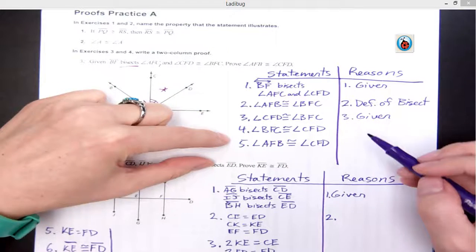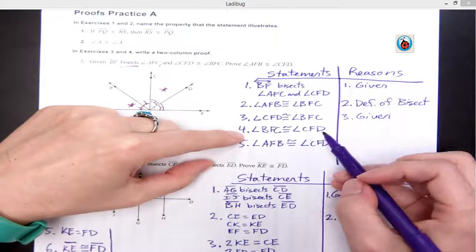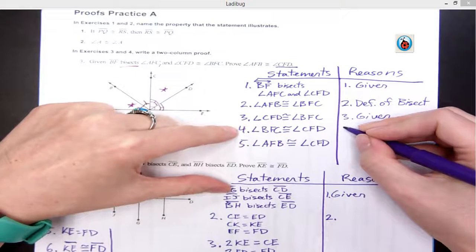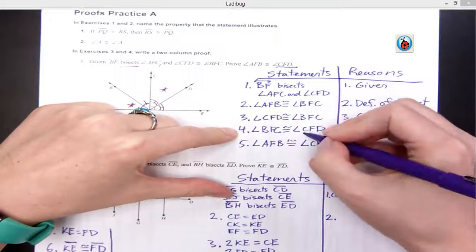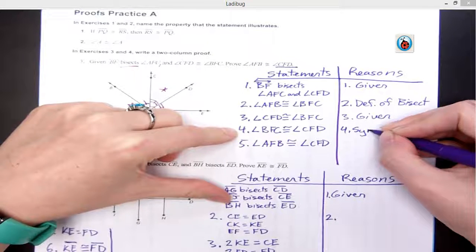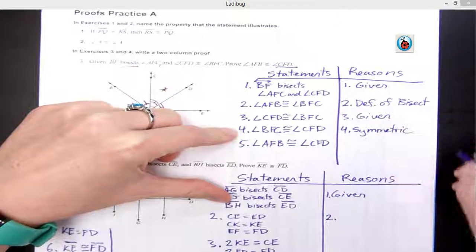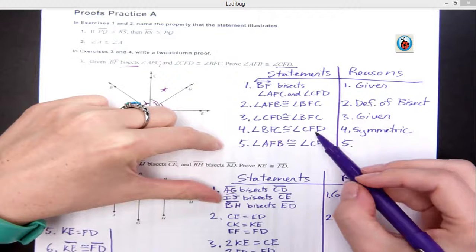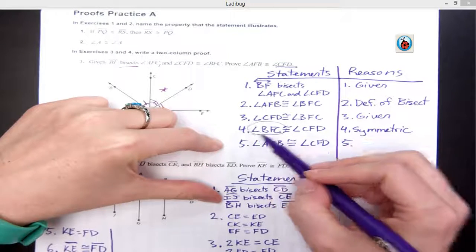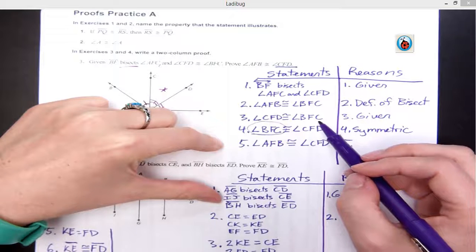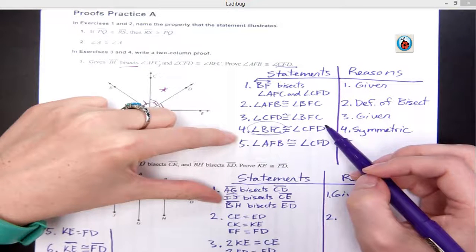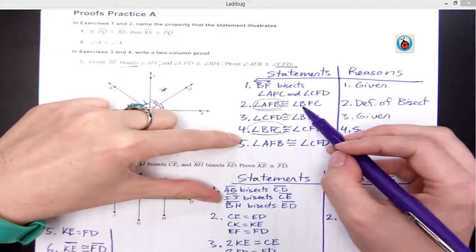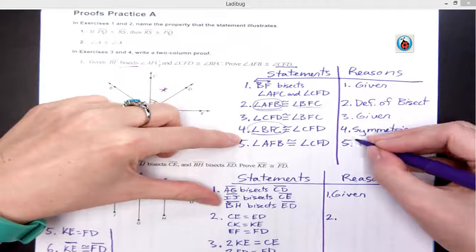Alright, now, because my final answer has angle CFD on the second part, I just need to flip it over. I need to switch the order. And so that's why I did this. I switched it over and my reason is symmetric. And then the last reason, I went ahead and took angle BFC and replaced it with my angle AFB because they equal each other. And so that is my transitive.